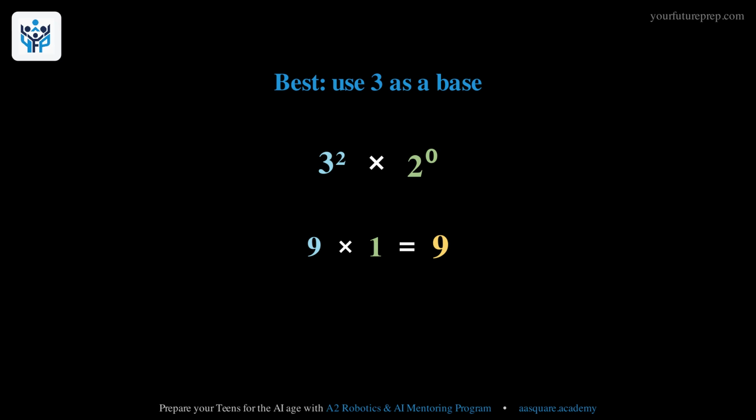The leftover digits are 2 and 0, giving 2 to the power 0, which is 1. So the product is 9 times 1 equals 9.